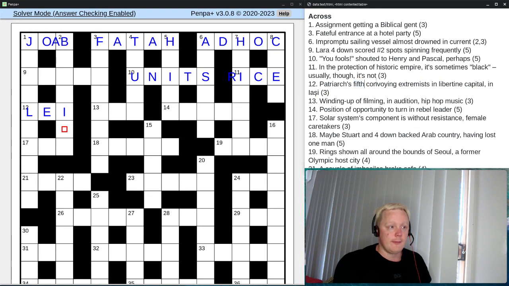So fifth would be the Roman numeral for 5. Like if you have George the Fifth, that would be George V. Was there a George the Fifth? Anyway, V can be fifth. And that is convoying, that is still behind extremists in libertine, LE. So that's LEV now. Now, what's capital in Yashi? It's not going to be the currency now. It's going to be the capital letter in the word Yashi, which is this I here. So LEV followed by I is Levi, and that is the name of a patriarch. Levi. So V would be the extra letter here.